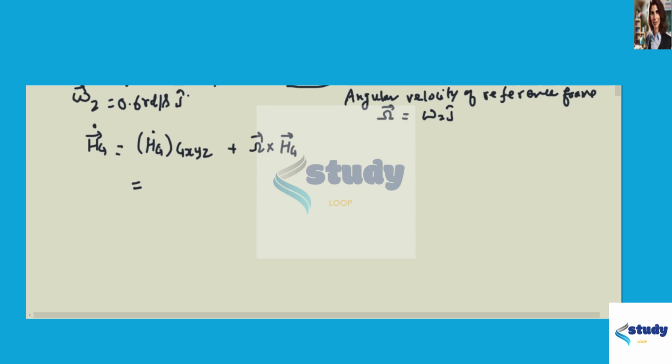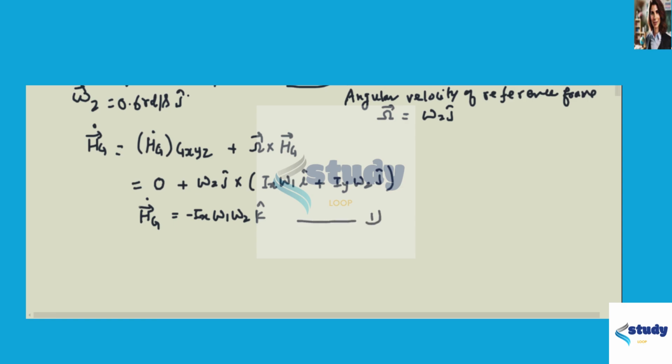Since it is moving with constant angular velocity, the first term is 0. Omega is omega 2 J cap cross Ix omega 1 I cap plus Iy omega 2 J cap. Take the cross product, so it will be Ix omega 1 omega 2 J cross I, which is minus K cap. So this is the rate of change of angular momentum about the center of gravity.